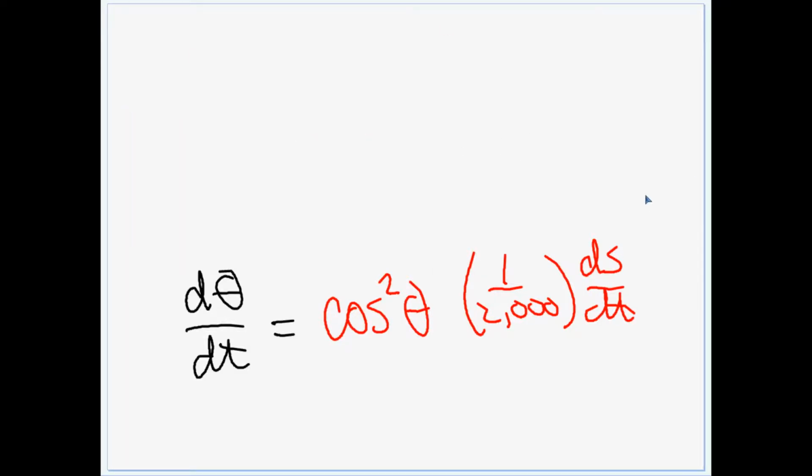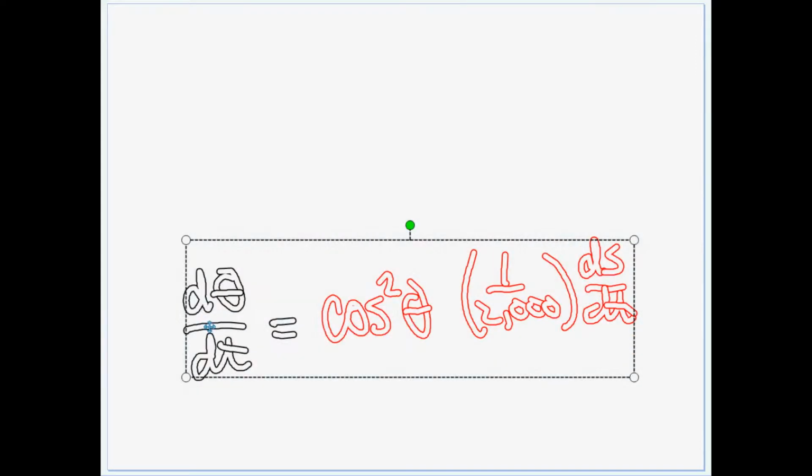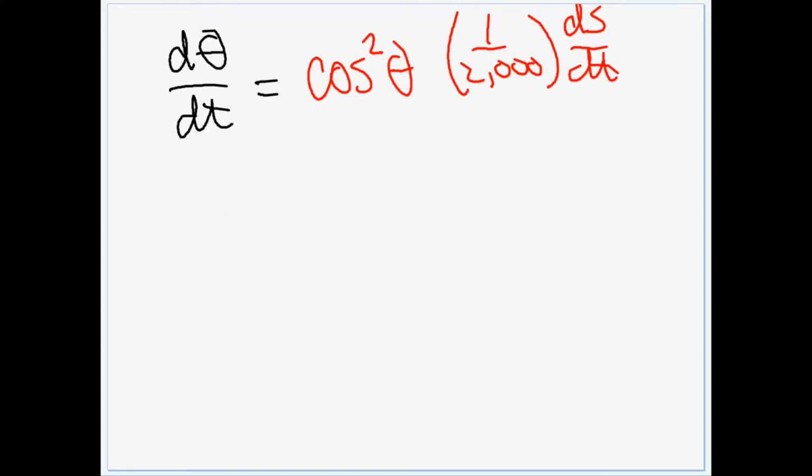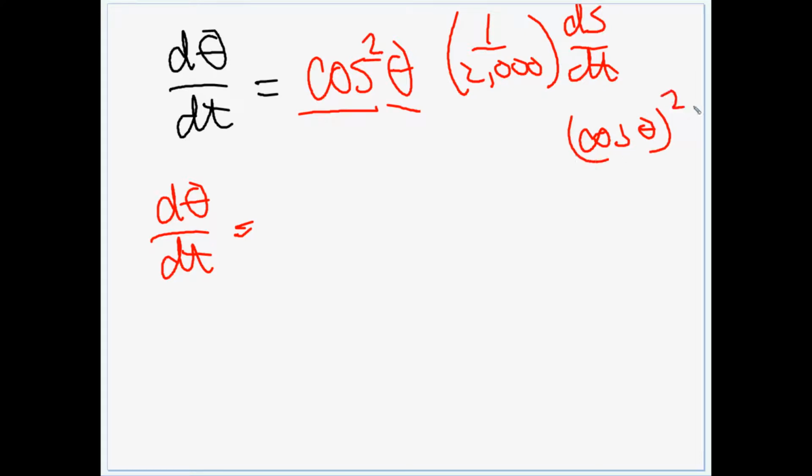Okay, let's see what we can plug in there. Whoa. The d theta dt, we do have isolated. So that's going to stay over here on the left, d theta dt. Now, where's this other stuff going to come from? We would need a cos squared of theta. Or if we could find another way to write that, would be the cos of theta and square that.